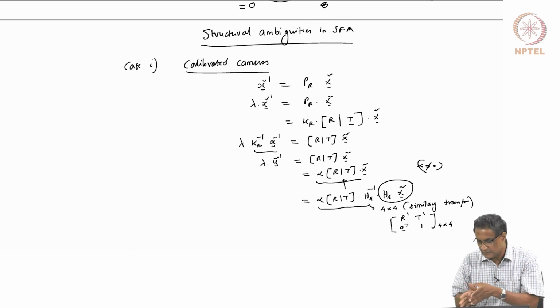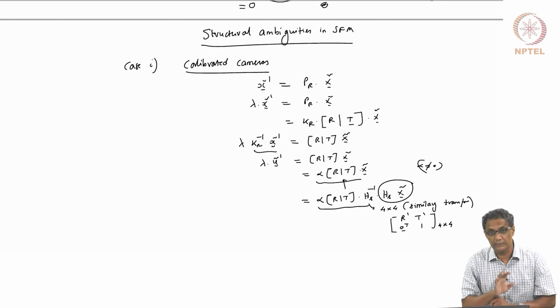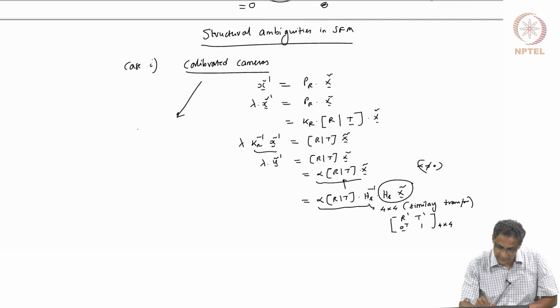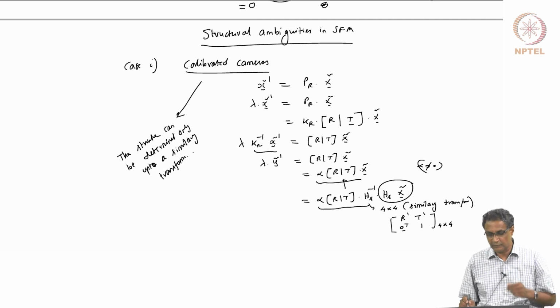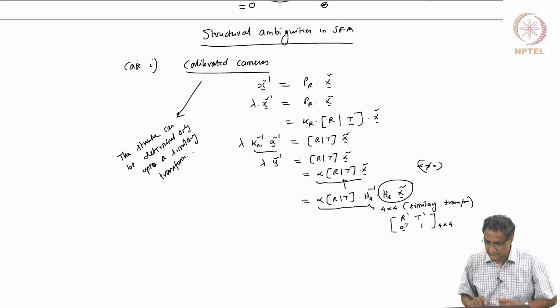And that ambiguity exists for a calibrated camera, even for a calibrated camera. So let me just write down: for this calibrated camera case, the scene structure can be determined only up to a similarity transform. In the next class, I will show you some examples, just to visualize what that means.